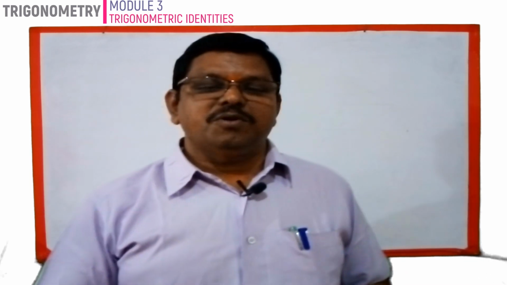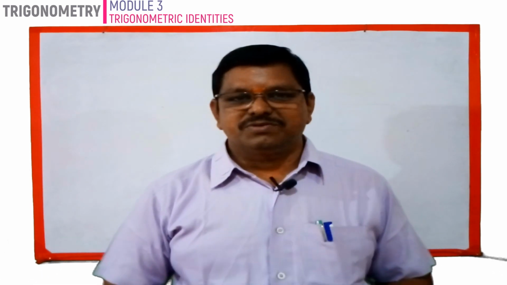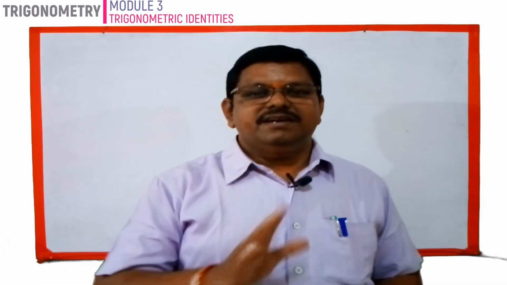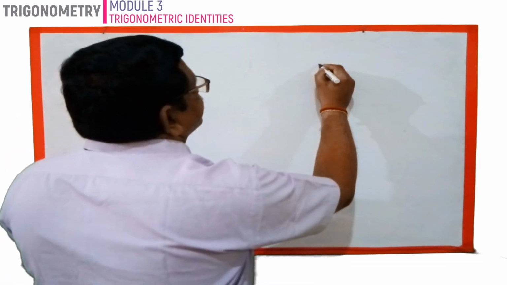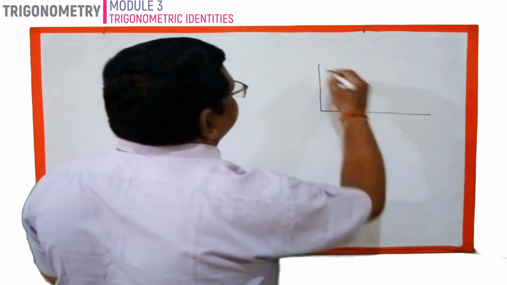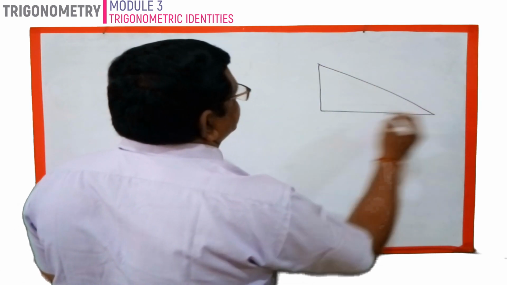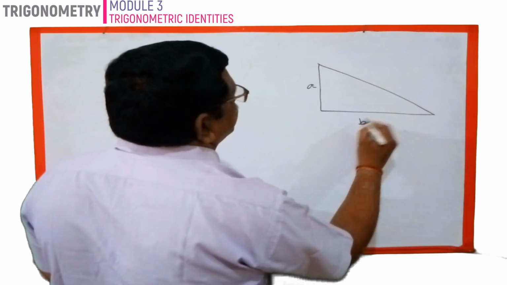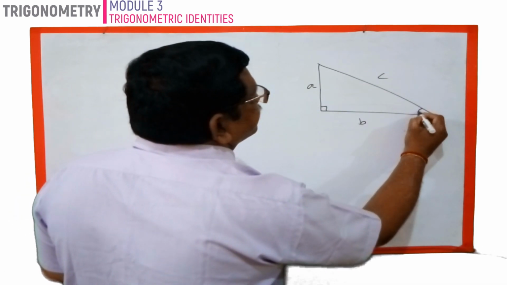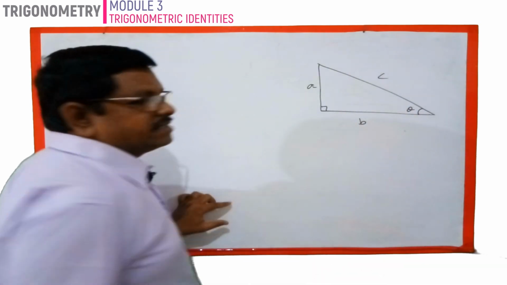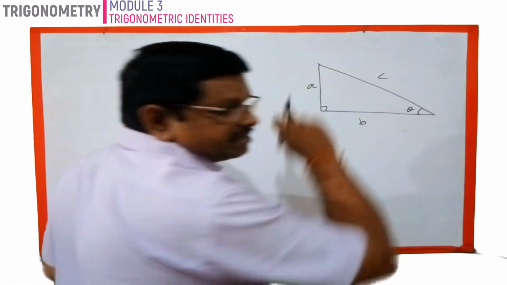Hi students, in this module we are going to discuss the trigonometric ratios. Here we take one right angle triangle whose sides are taken as A, B, C. Say this is A, B, C. Say this is the right angle, and here we take the angle theta. Theta is an acute angle.